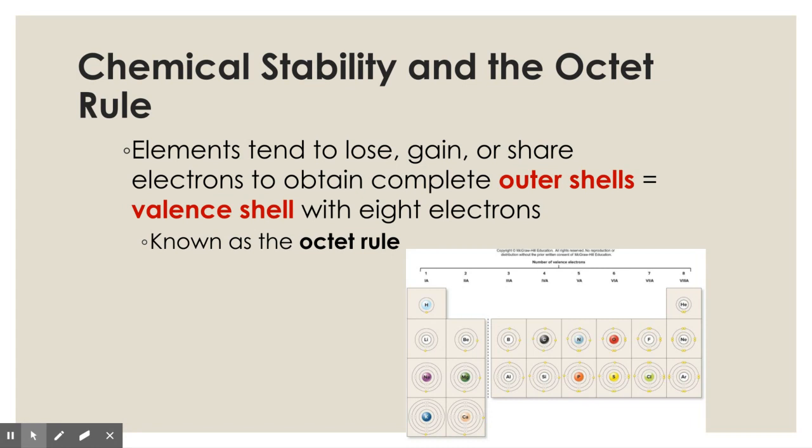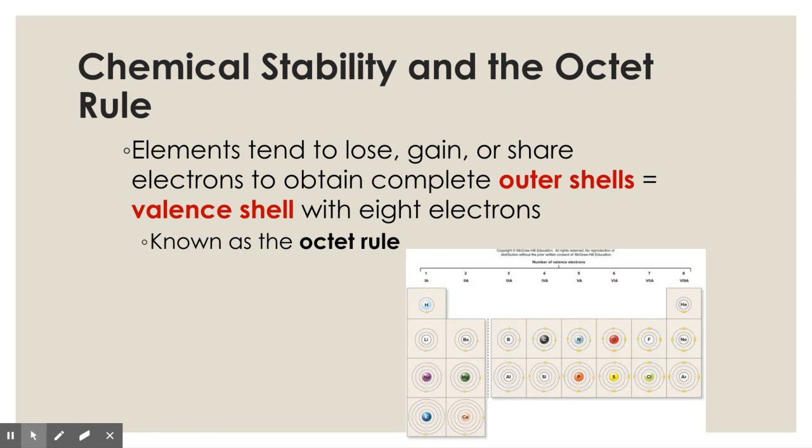So again, we fill up that shell, the first shell with 2 electrons, any other shell with 8. And that is going to tell us basically how chemically stable or not our elements are. Elements will gain or lose or share electrons in order to get to that magic number of 8 electrons. And that outer shell is called a valence shell.